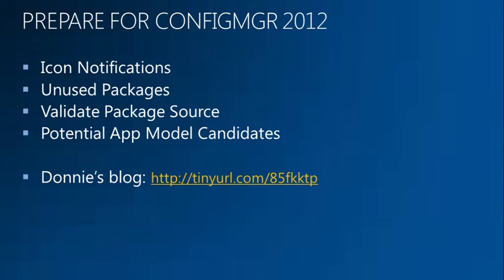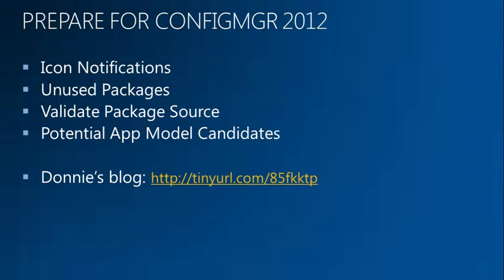Validating package source is another one. We still find this in our environment where we'll run a script and find where someone deleted a source or renamed a source directory. When you do that, and then you run the migration tool from 2007 to 2012, you're going to have a failure. So it gives you a chance to be proactive in that.